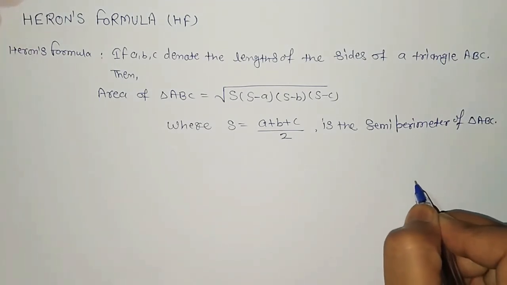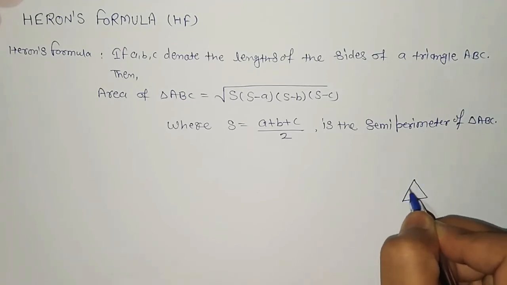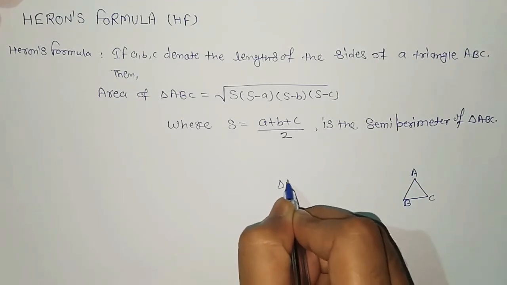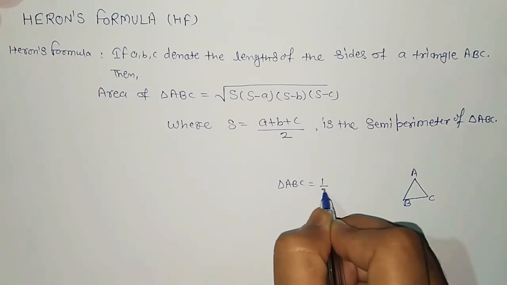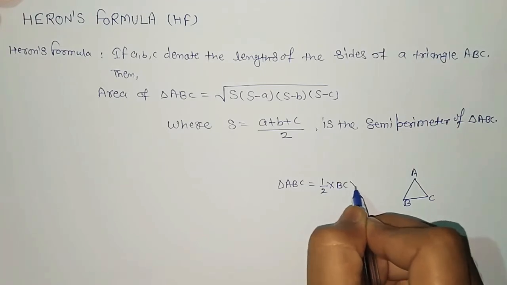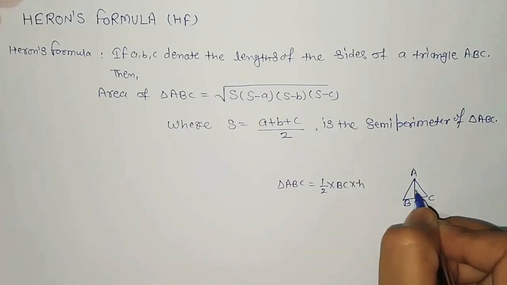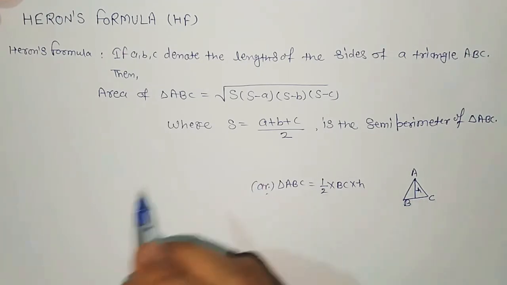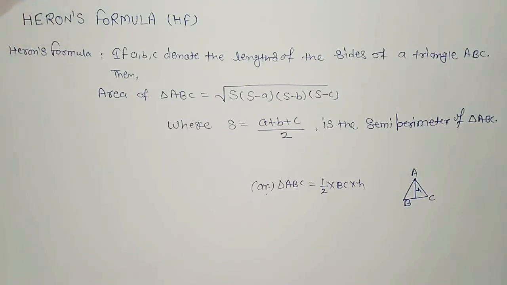And we know that the area of triangle ABC equals 1 by 2 into base BC into altitude H. This is the area of a triangle, but Heron formula is used only for scalene triangles when the height of the triangle is not known. So we use this formula for the area of such triangles.